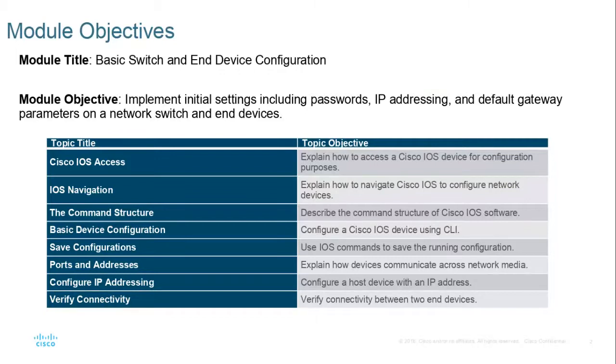Okay, so we're going to look at the Cisco device. How do you access it and start putting your configuration in the first place? We're going to look at how you navigate through the iOS, its command structure, and we'll configure it using just some basic stuff. You know, give it an IP address, give it a password, save that configuration. Then we'll look a little bit how devices communicate across network media like copper or fiber optic cable. How do you configure a host device with an IP address, and then check connectivity like using ping between various devices.